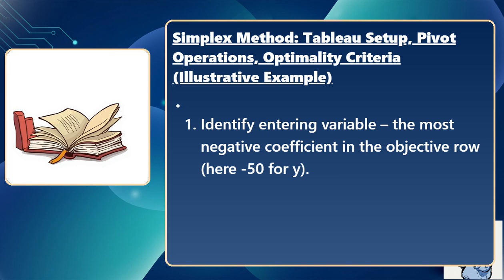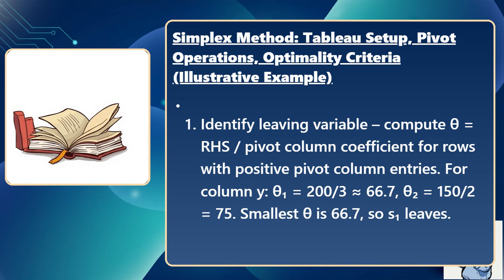3. Identify the entering variable, the most negative coefficient in the objective row. Here negative 50 for y. 4. Identify the leaving variable. Compute theta equals RHS divided by pivot column coefficient for rows with positive pivot column entries. For column y, theta 1 equals 200 divided by 3, approximately 66.7, theta 2 equals 150 divided by 2 equals 75. Smallest theta is 66.7, so s sub 1 leaves.